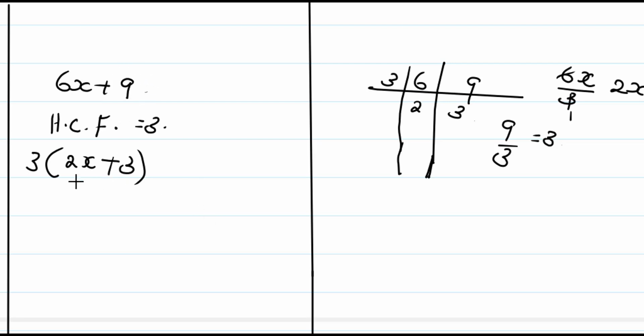So this is the factorization of that question, and if you try to expand it again, 3 multiplied by 2x is 6x, then 3 multiplied by 3 is 9, and that will be our original question. So can we try another one which is a bit more complex?